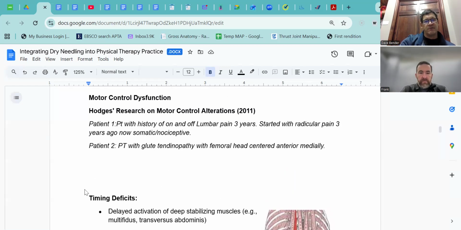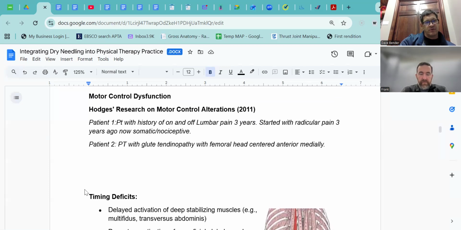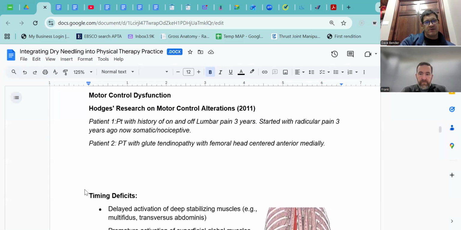What may we see with these individuals? Both of these individuals, we can expect to see certain things. With the first patient, the on-off lumbar pain started 3 years ago. Now with somatic nociceptive pain, we know from his research that if they're not properly rehabbed, they will have motor alterations in function. And what you'll often see is that these people have altered function.